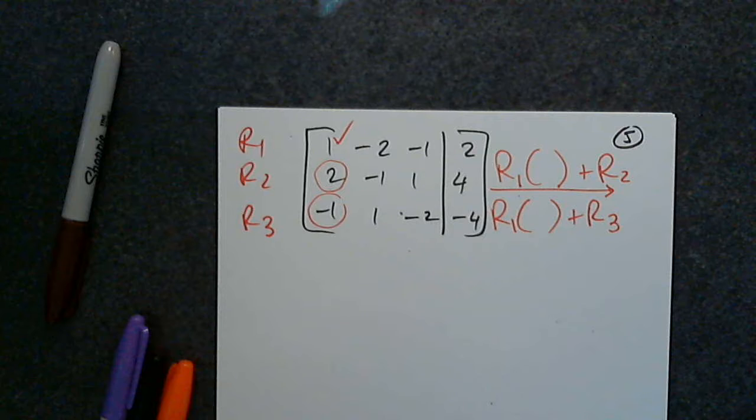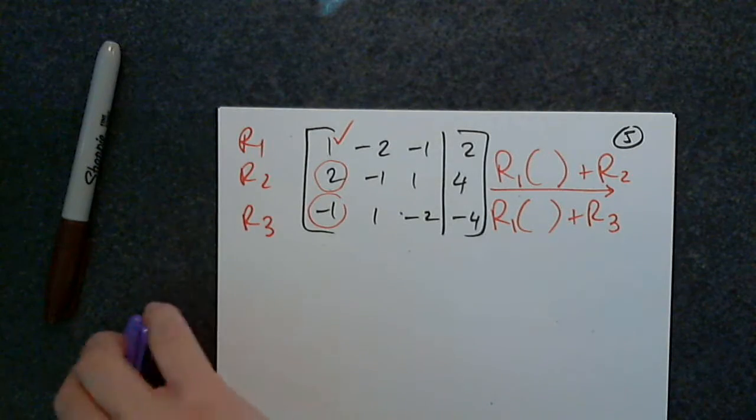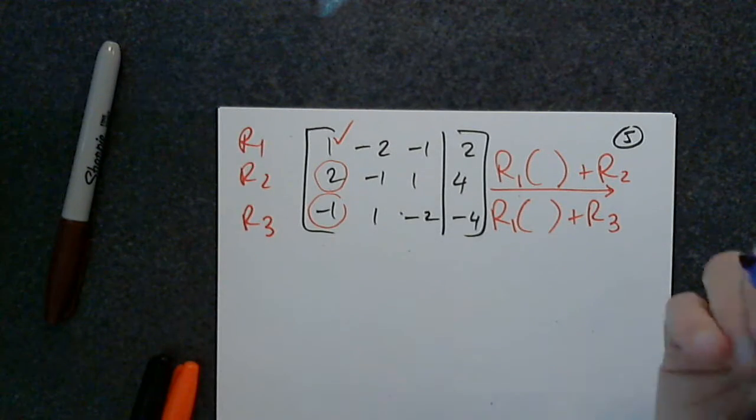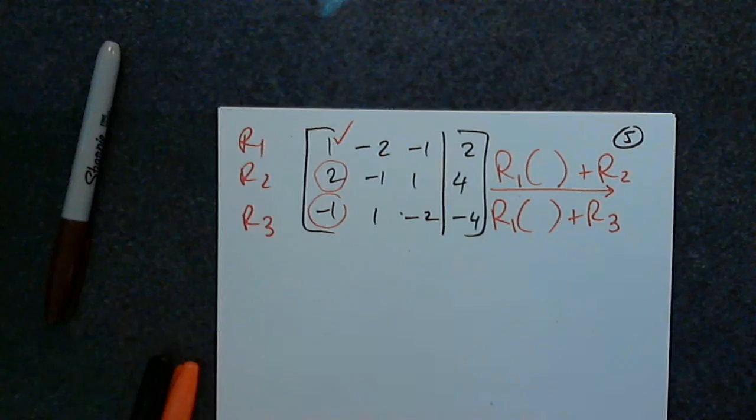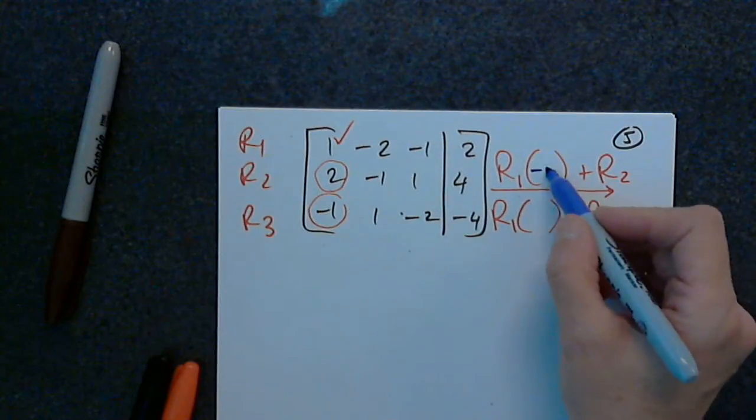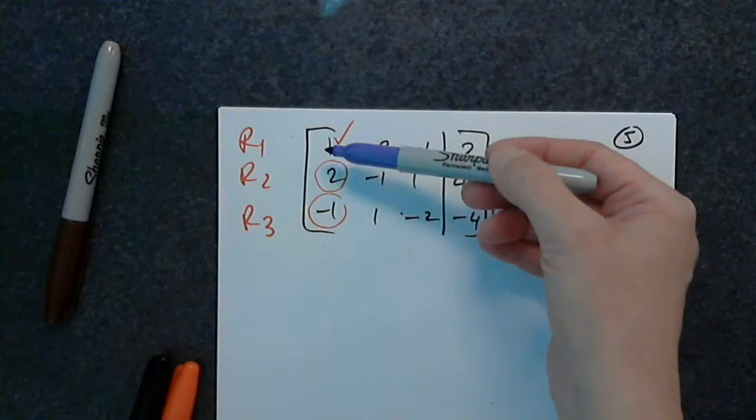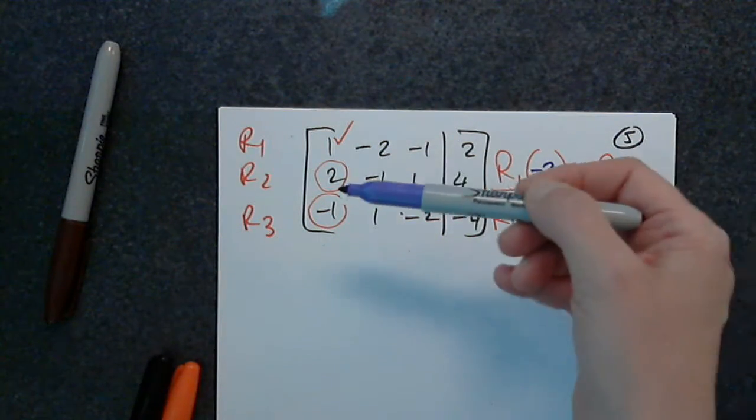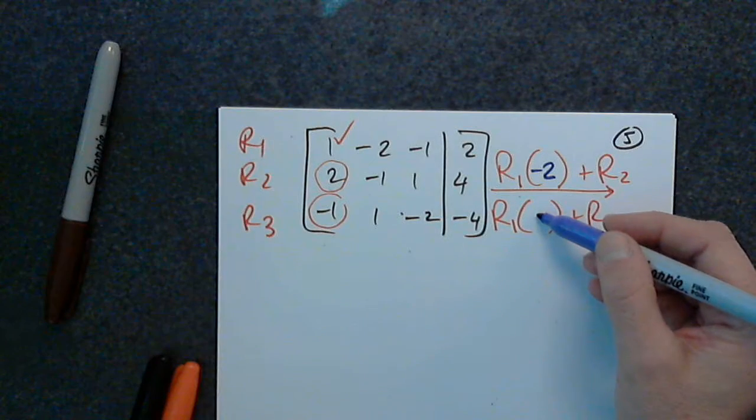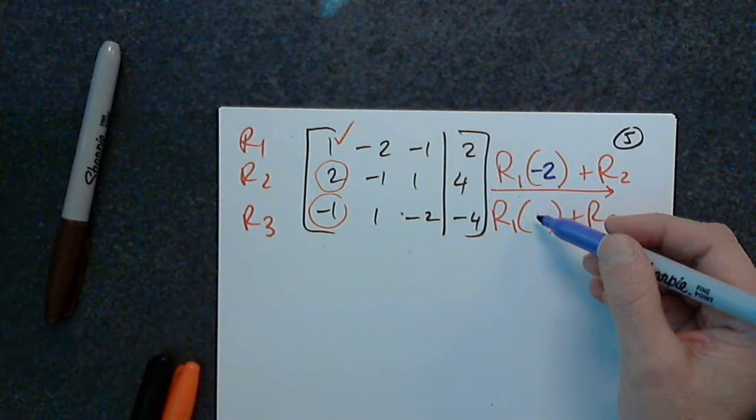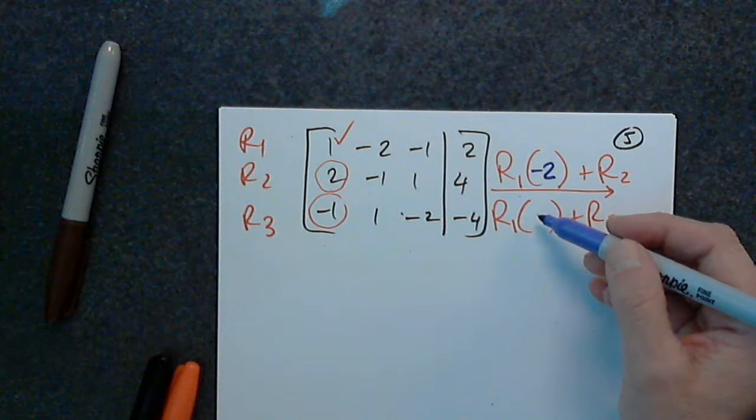Think in terms of the elimination method. We have to multiply by... So this times this plus this is 0. Negative 2. This times this plus this will be 0. Very good.